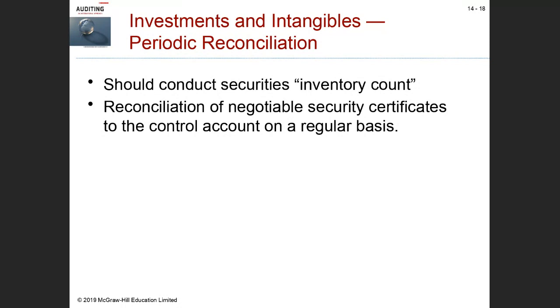So we can think with respect to shares and bonds that we own, we have them physically. It's a physical item that we can hold in our hands.